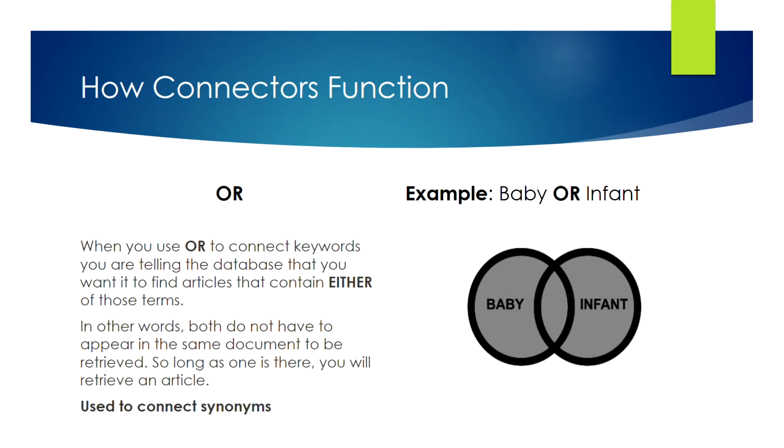Or is typically used to connect our synonyms. So you can see here, baby or infant, those are synonyms or related terms, unlike our previous example of school and crime, which are unrelated. So just remember, or will connect our synonyms and make our results grow in number.